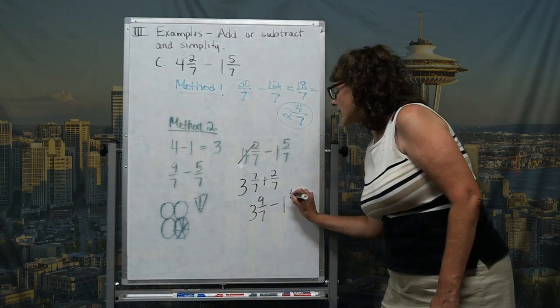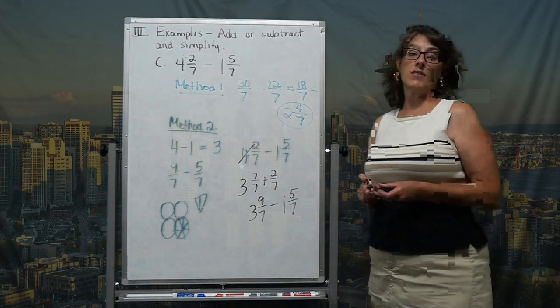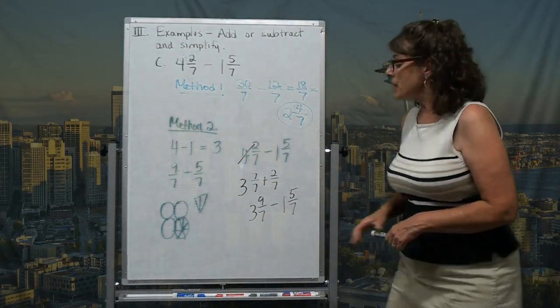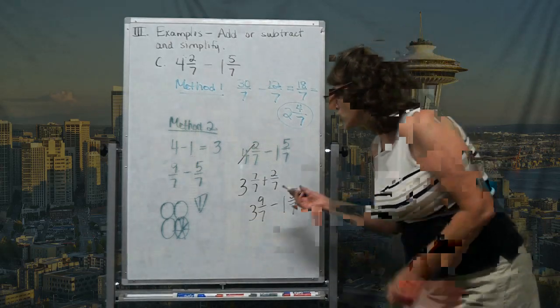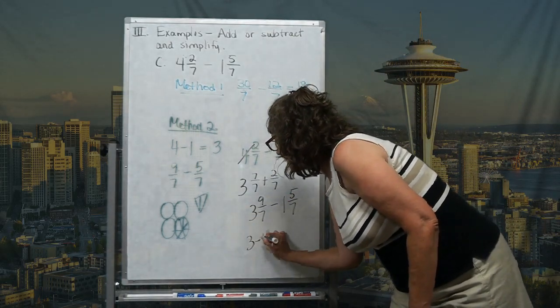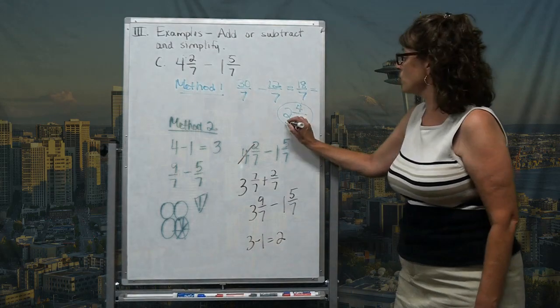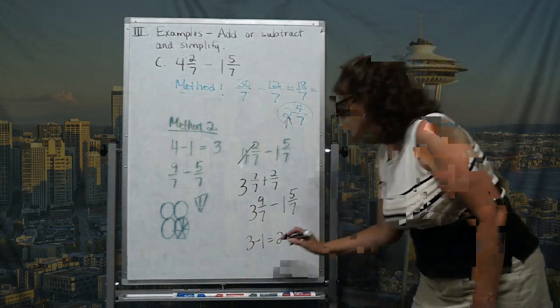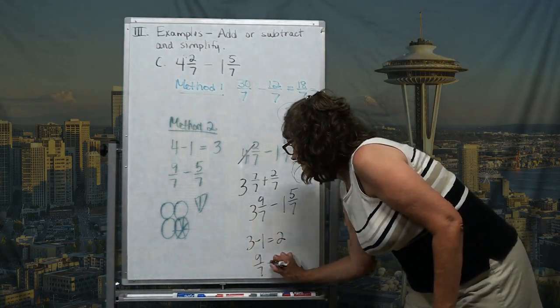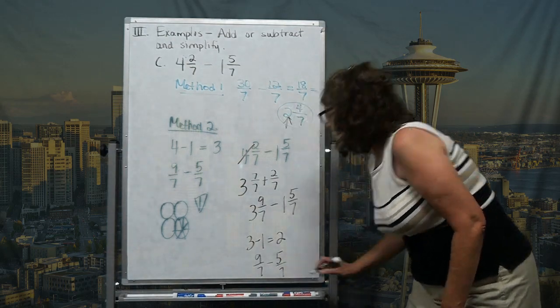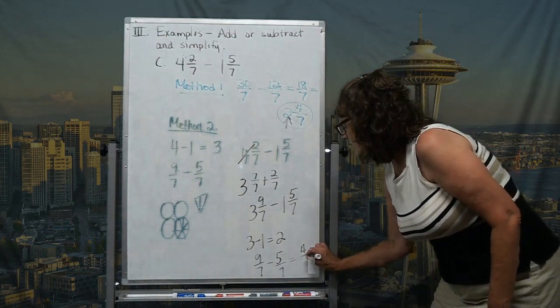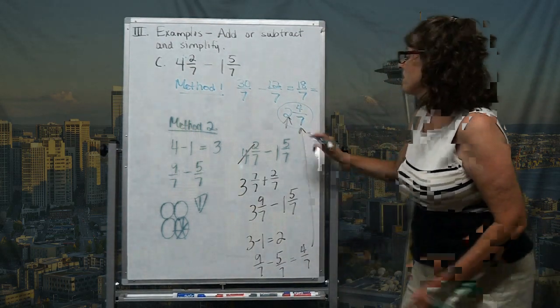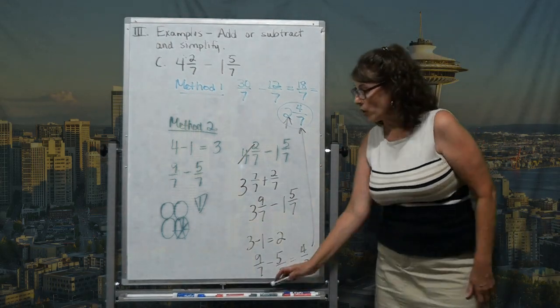Now I can take away 1 and 5/7. I can subtract it. Because now I can say my whole number parts, 3 minus 1, will give me 2, which is right here. And my fractional parts, 9/7 minus 5/7, will give me 4/7, like I saw right up there. So it does work.